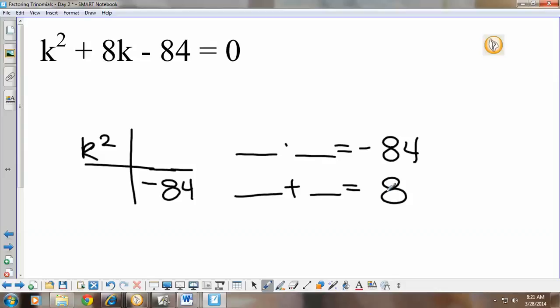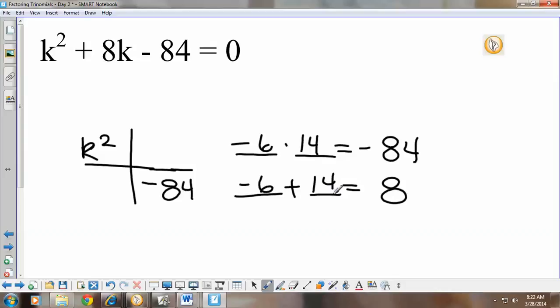I'll have a calculator and be trying these. When you come up with them, let me know. Could it be positive 14 and negative 6? That's correct. Negative 6 and positive 14 are the correct factors to use.